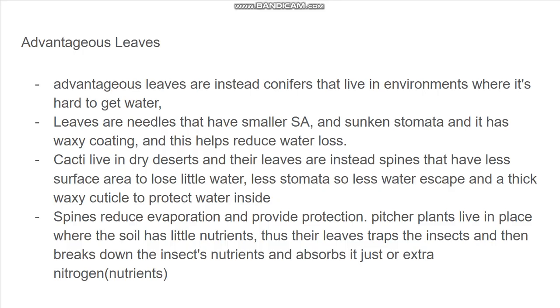So spines reduce evaporation and provide protection, and the pitcher plants live in a place where the soil has little nutrients. Thus, their leaves trap the insects and then break down the insect's nutrients and absorb them. So they just rely on insects.